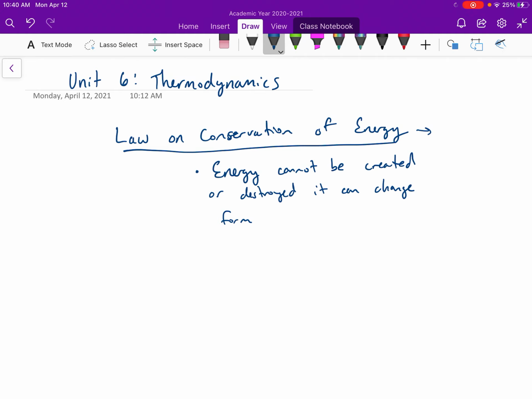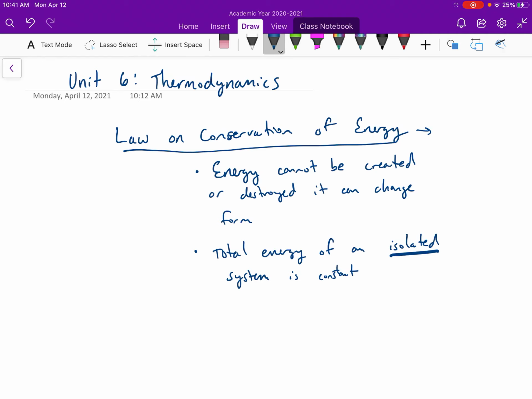Now, this is a law, right? So it happens all the time. It's always been shown to be true. But the issue is that this only holds true really for the total energy of an isolated system. The total energy of an isolated system is constant. That's another way to say this.